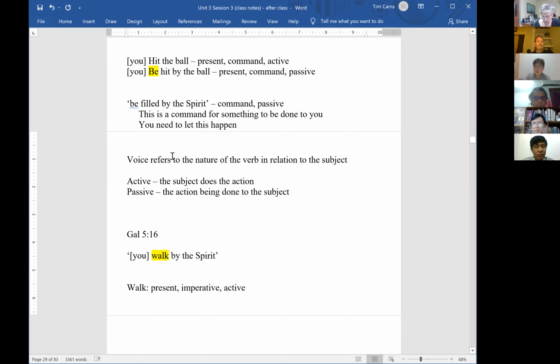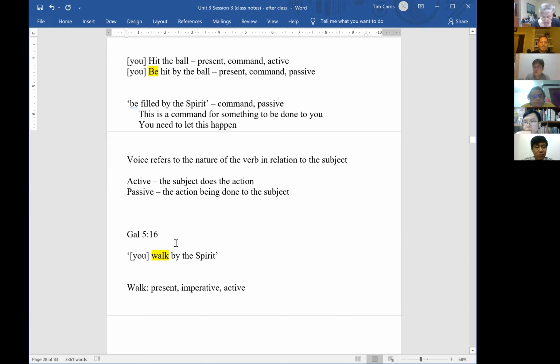But my point here is the nature of the verbs, very important, and we see what tense it is, the mood, but also the voice. The voice is very important to understand, okay: is the subject doing the action, or is the action being done to the subject?